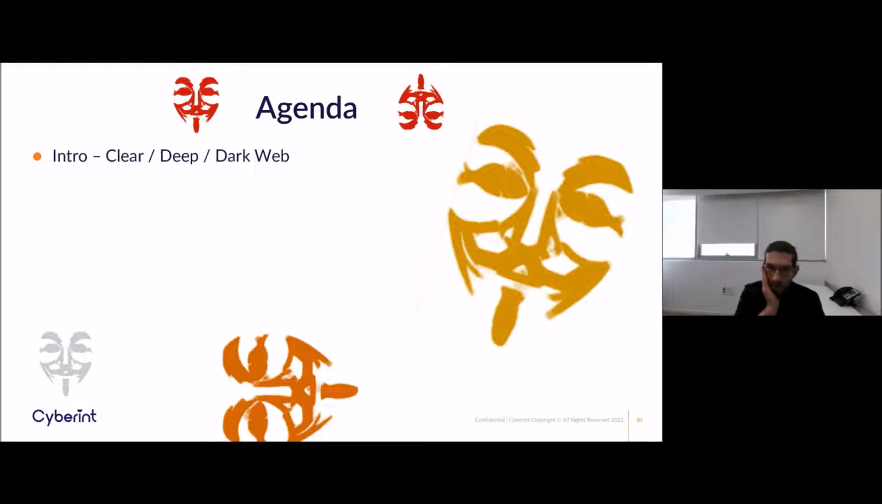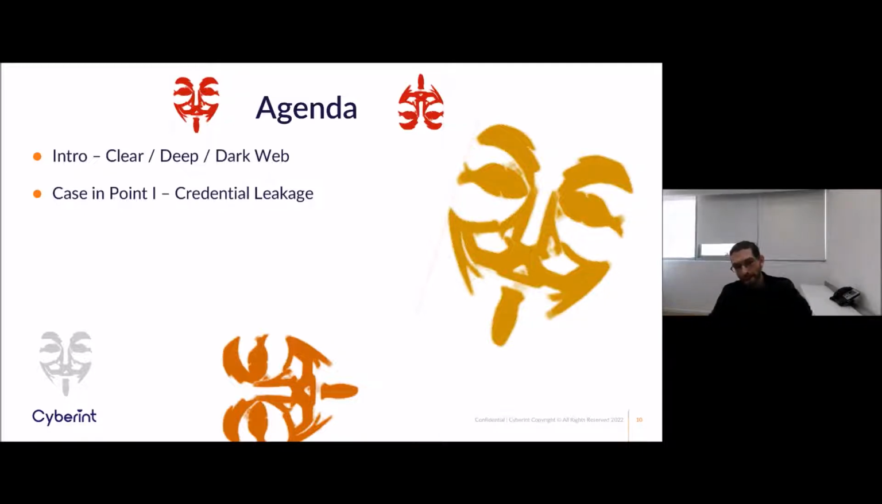Then we'll see two main use cases during this specific talk. And again, each of these cases will show their link to both the deep and dark web and the clear web. The first case in point would be credential leakage, and the second one will be phishing. And we'll talk more about each one of these shortly.